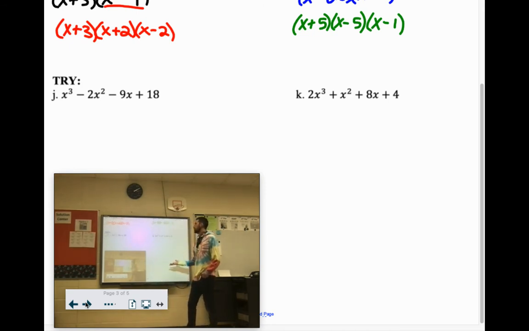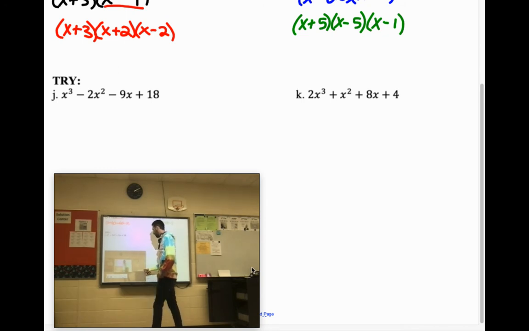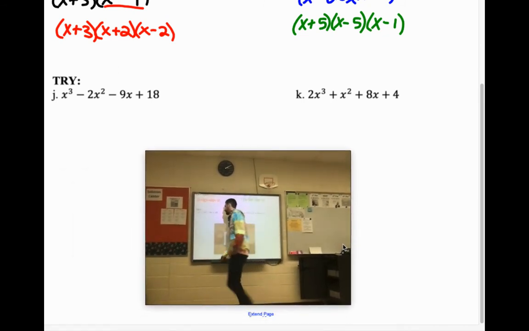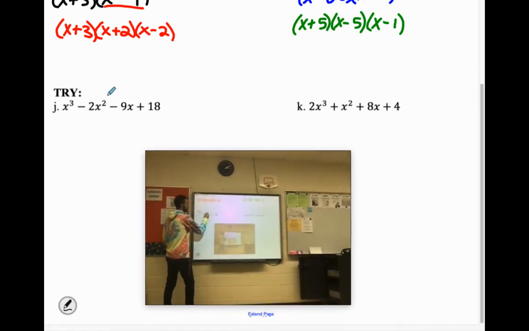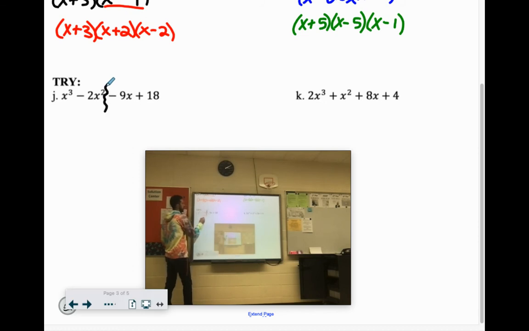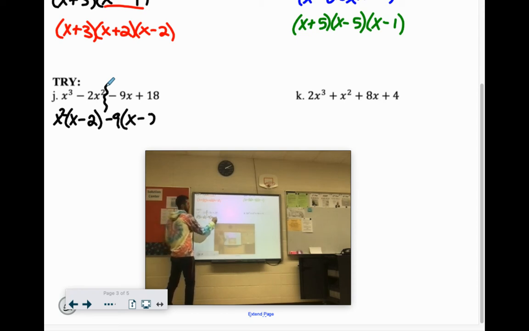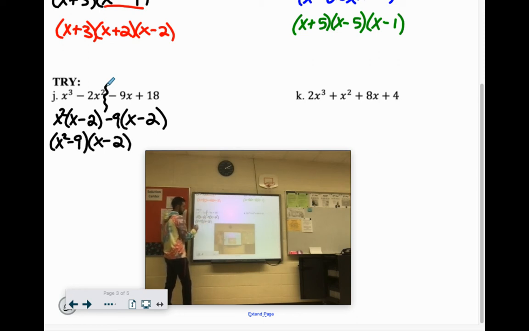So there are 2 for you to try here. Try them out. I'm going to go over them right now. Split it. x squared, x minus 2, minus 9, x minus 2, x squared minus 9. It's a difference of squares again, which will give us x plus 3 and x minus 3. We also have the x minus 2.